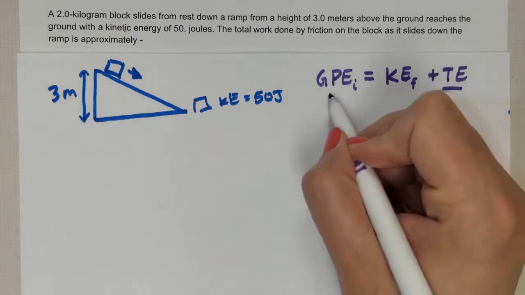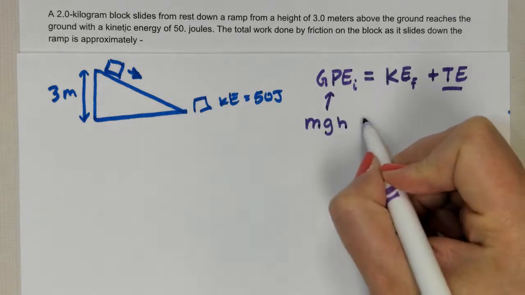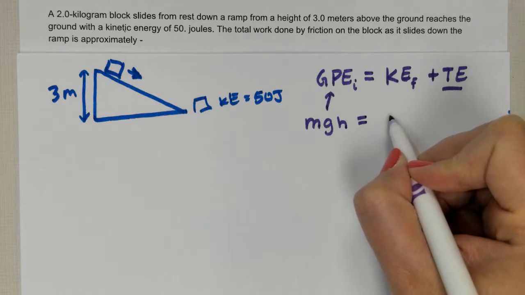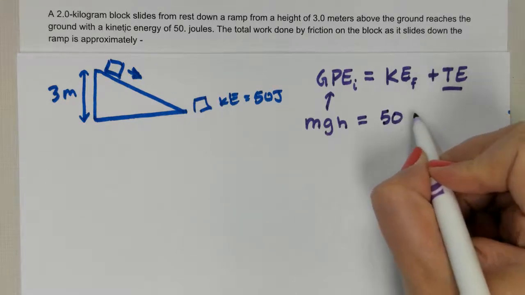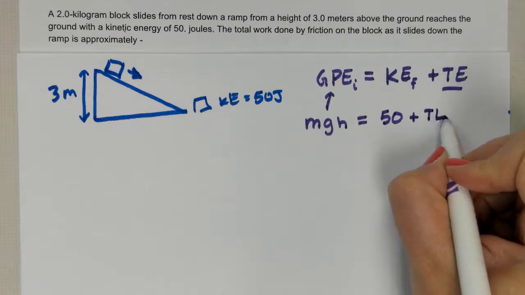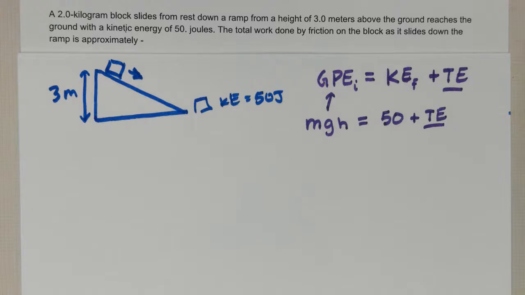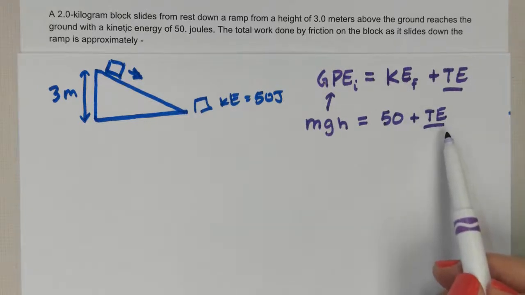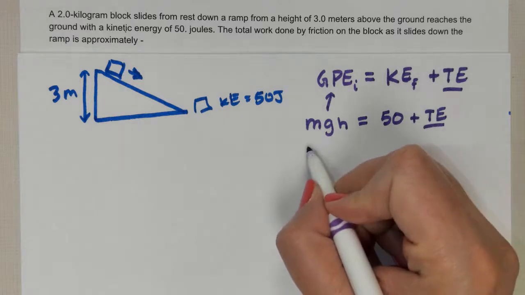So it doesn't tell us the GPE, but we can find it because GPE is mgh. It does tell us the KE. It says that at the bottom of the ramp it has a kinetic energy of 50 joules. And again, this is what we're looking for. We're looking for the work done by friction. But again, work is change in energy, so I can solve for the energy and get the work from it that way. Let's go ahead and substitute into our equation up here.